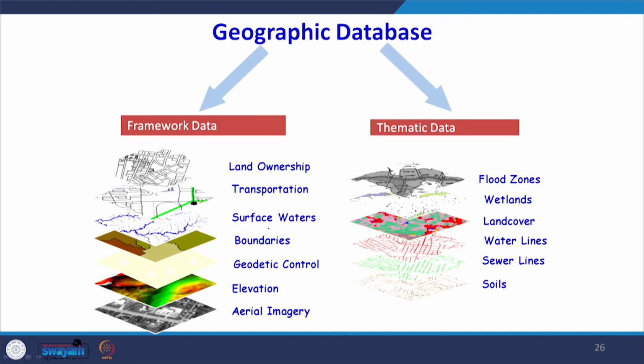So, this slide shows that we have the framework of the data and we have the thematic data. So, several layers are there together. Now, because they are geographically linked and registered together, we can all use them effectively. A very large number of maps, we can use them together.